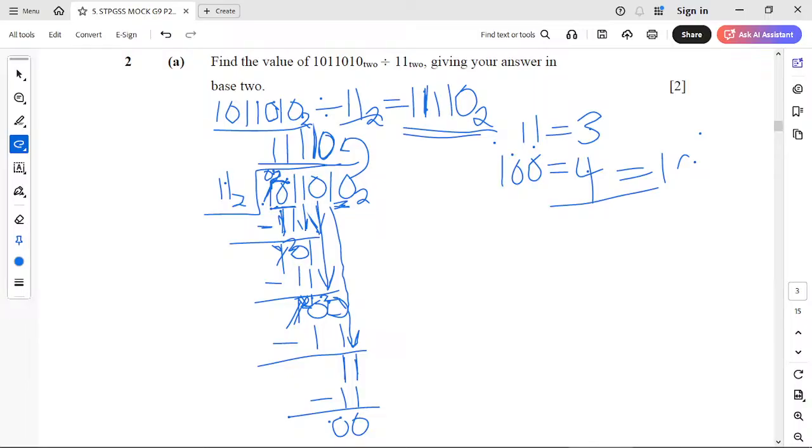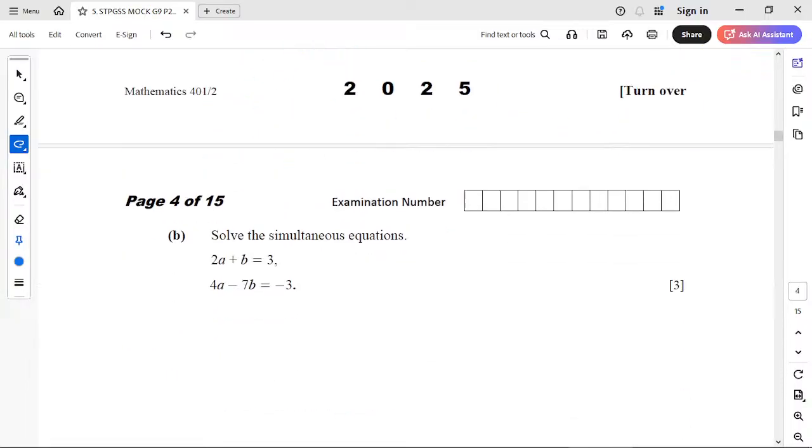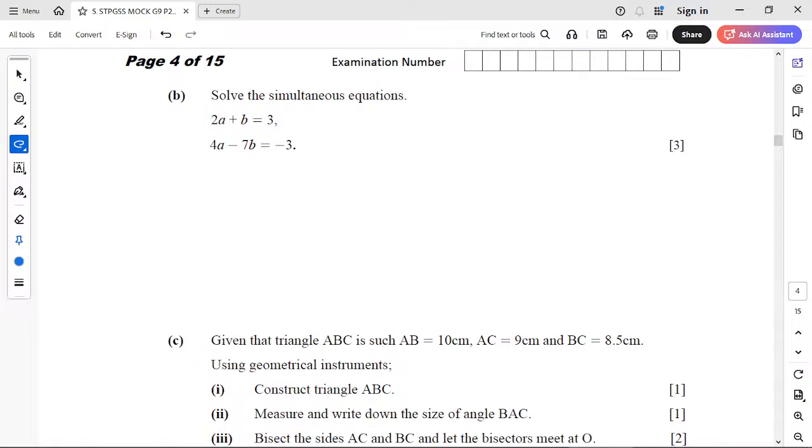Okay, so question 2b was as follows. Remember, this is the paper that the students at St. Patrick Girls Secondary School wrote. So this is how the examiners or the teachers that set this paper expected learners to work out the questions. Okay, so what we can do now is we can come to question 2b.